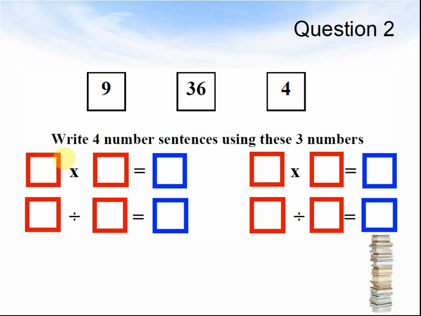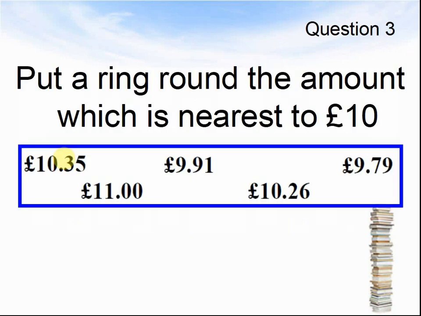Here comes question 3. Put a ring around the amount which is nearest to £10. £10.35, £9.91, £9.79, £11, £10.26. Pause the video until you are ready for question 4.